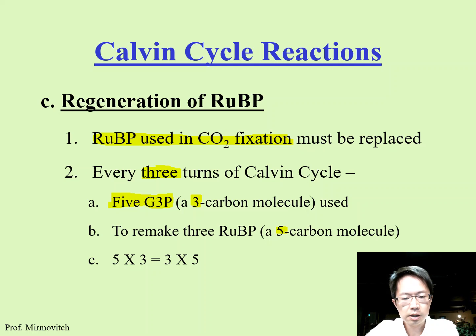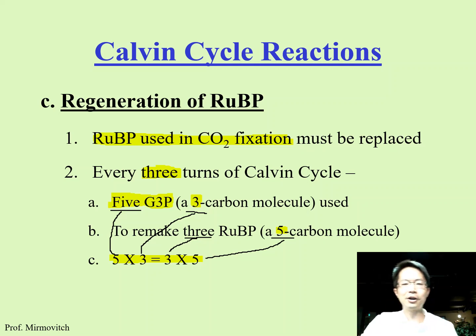So what does it mean? 5 times 3 is still 3 times 5 here. It means that, remember counting the carbon number, you have 5 three-carbon molecules, and then you have 3 five-carbon molecules. That's the whole point. That's what it means.